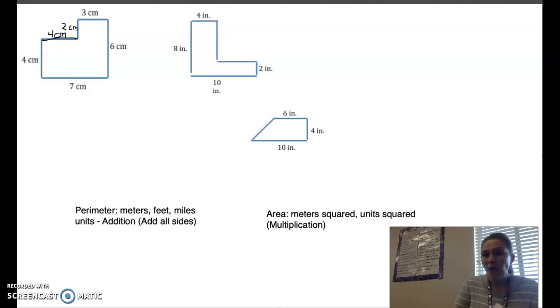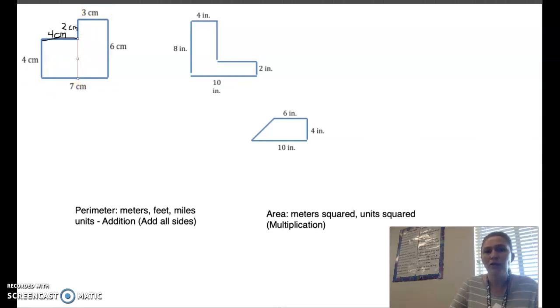Okay, so now to do this, this is like 2 rectangles, right? And I know the area of a rectangle. The area of a rectangle is length times width. So I'm going to break these up so that you can kind of see what I mean by 2 rectangles. I like that way, right there.